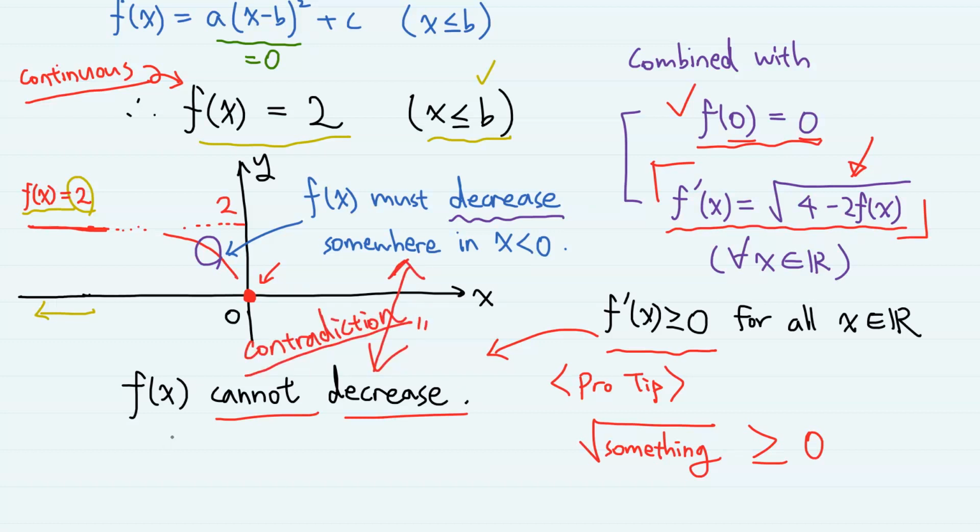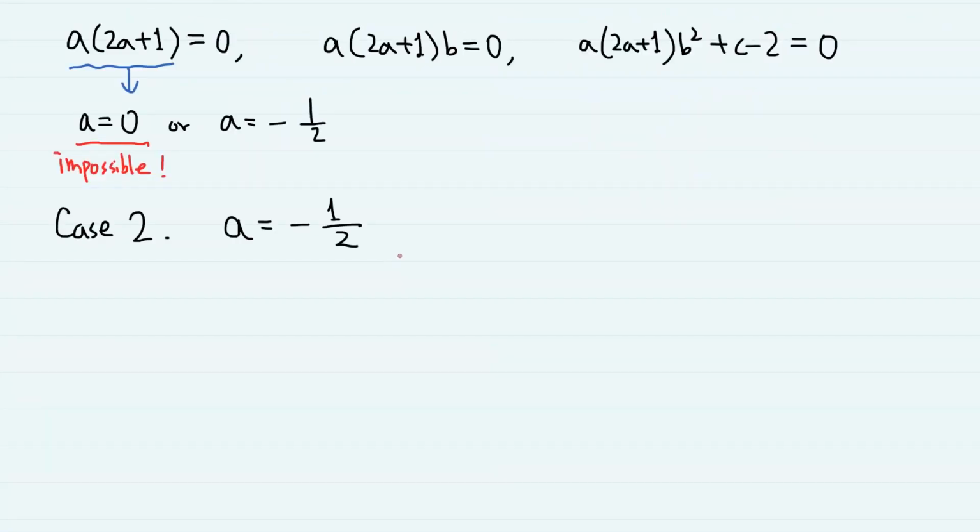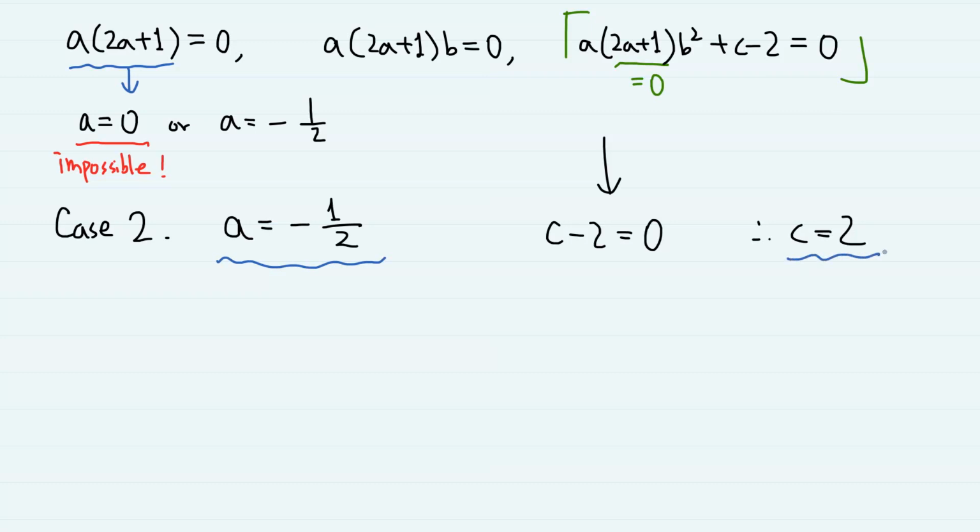Therefore, it is an invalid case. A cannot be 0. So we move on to the next case. Case 2, when a equals minus 1/2. Similarly, from the coefficient of the constant term, now this part becomes 0, so we still have c minus 2 equals 0, therefore c equals 2.